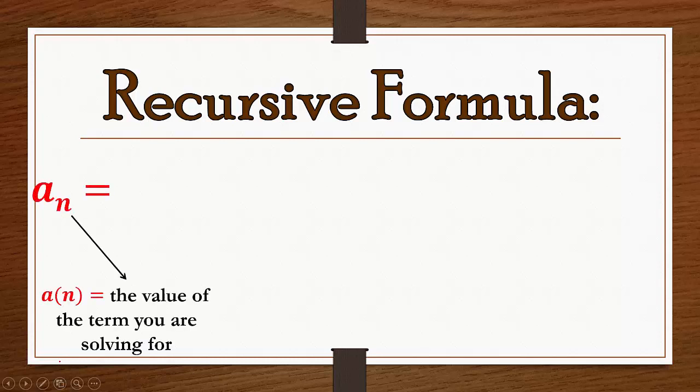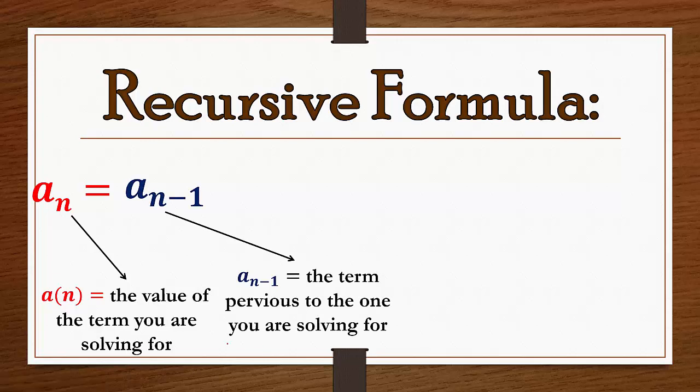Now the recursive formula is slightly different. It uses the same pieces though. So a sub n, that's the value of the term that you are solving for again. So what they mean doesn't change, what it looks like does. Notice how this is now a sub n minus 1. This isn't something that you do mathematically. It's the term that is previous, pardon my spelling, previous to the one you are solving for. Like if I was solving for the 13th term, this would be a 13 minus 1 or 12. So it's always going to be one less.